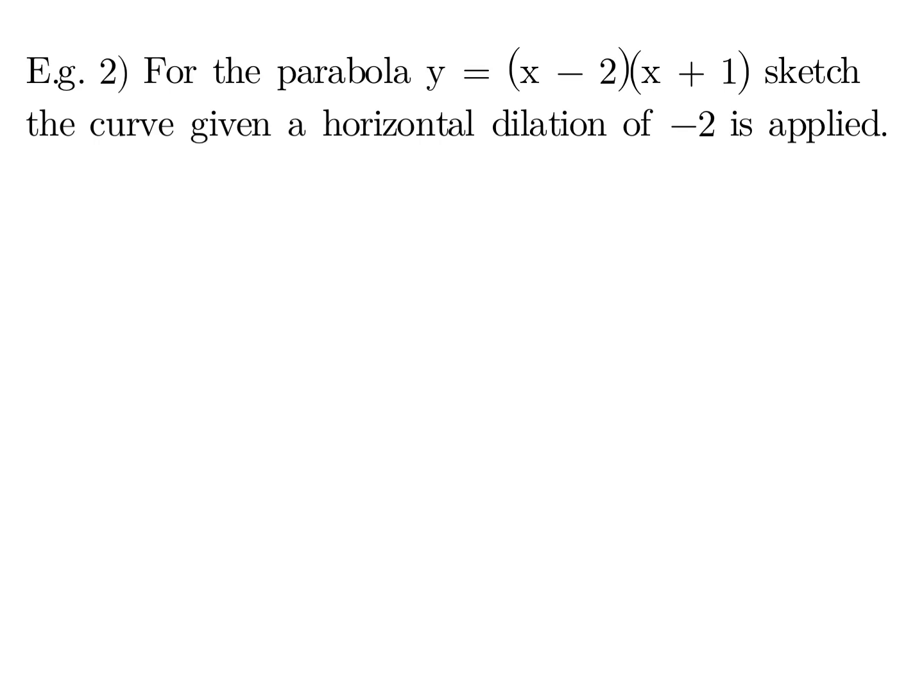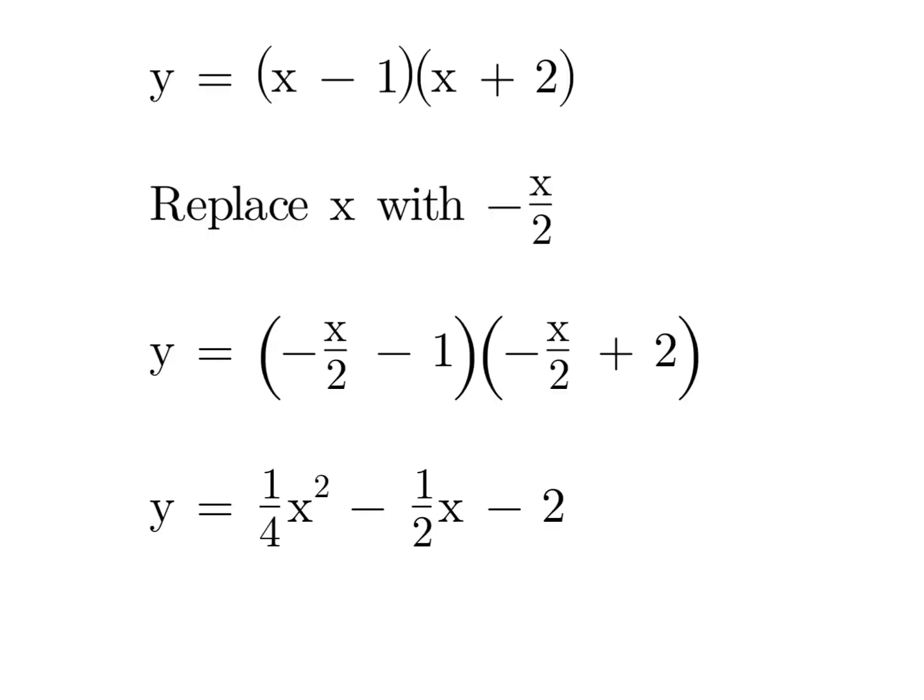So now we're going to have a look at something a little bit trickier than what we've just looked at. We've got y equals x minus 1 and x plus 2. We're going to sketch the curve if a horizontal dilation of minus 2 is applied. So horizontally means we're affecting the x. So for y equals x minus 1, x plus 2, we're going to replace x with minus x over 2. So wherever there is an x, I put minus x over 2.